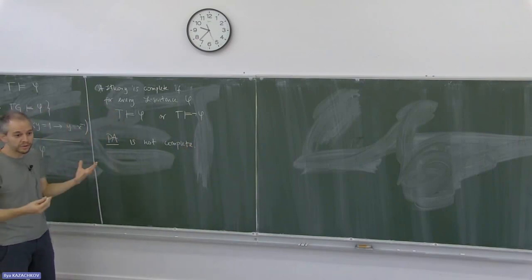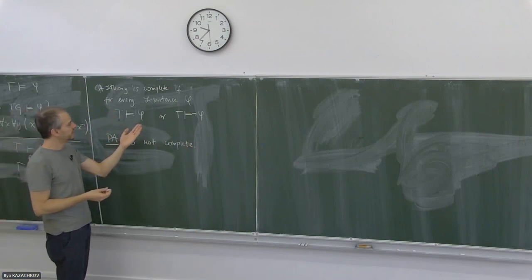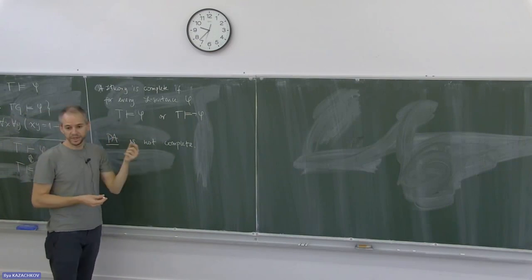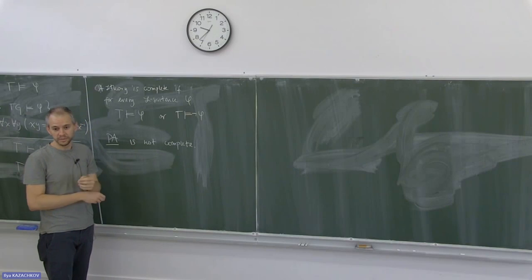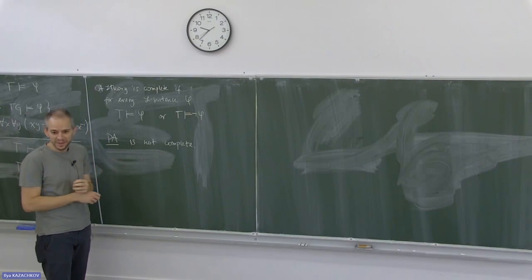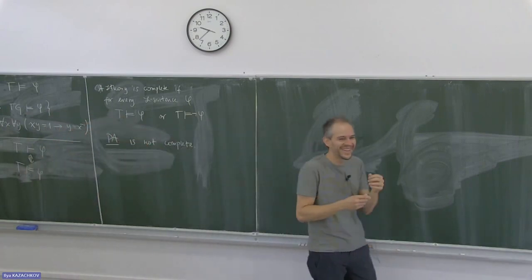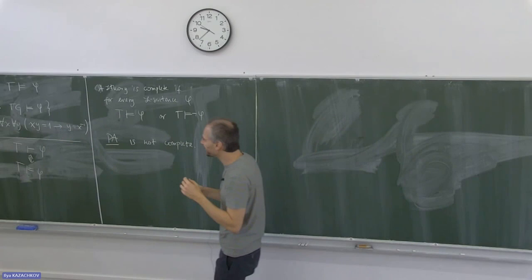Okay, so there are going to be sentences which don't follow logically from Peano arithmetic, but their negation also does not follow from Peano arithmetic. And one would expect that, because in the case of groups, it was obvious that it was incomplete. I agree. Why get a decay? That's a really good question.